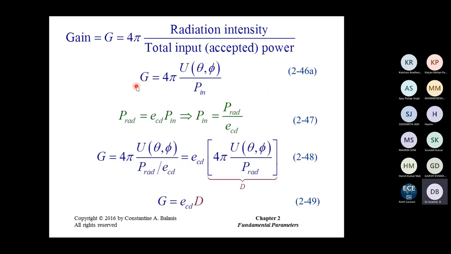So what is gain? The gain is radiation intensity to that of the total input power, or total accepted power, divided by 4 pi, right? So this is nothing but the radiation intensity of an isotropic antenna, if whatever accepted power were radiated by the isotropic antenna. So this is the expression for gain. It is very similar to directivity, except that instead of radiated power, now it is accepted power, or the total input power to the antenna input terminals, not available power. Available power is something different from the input power.